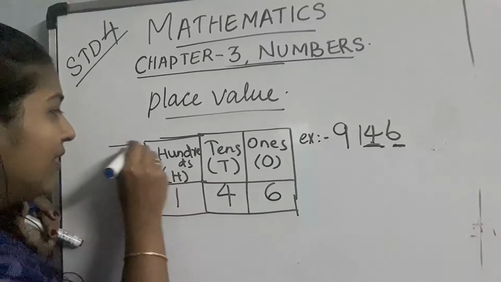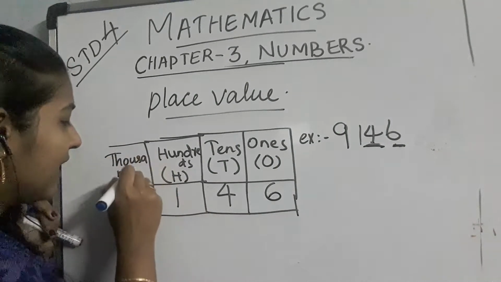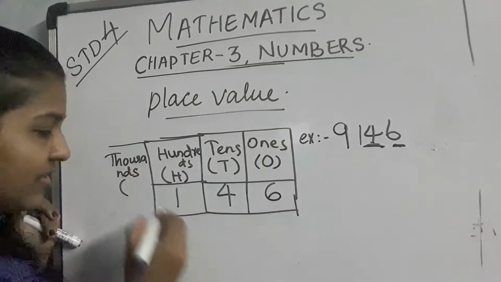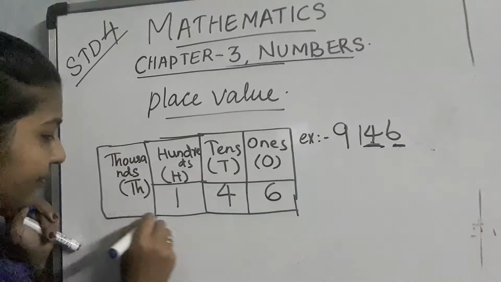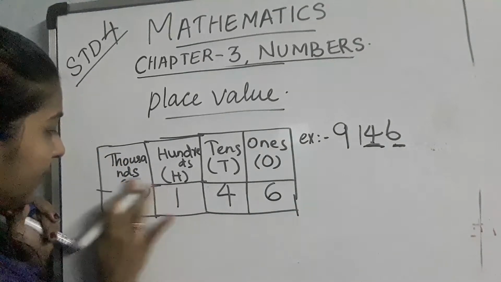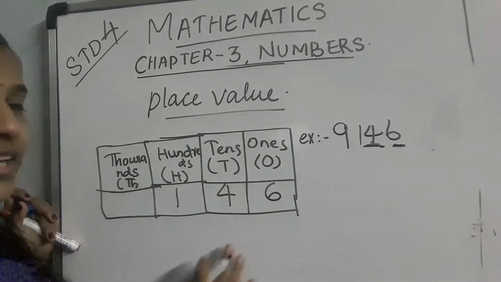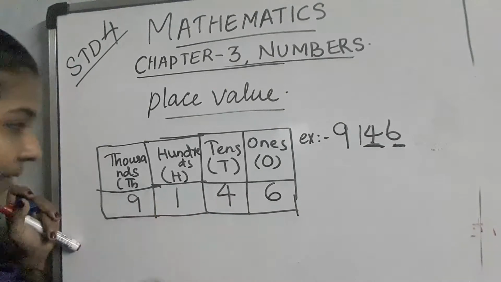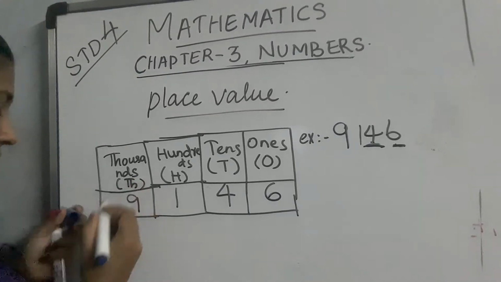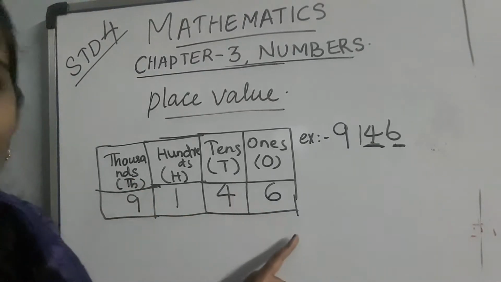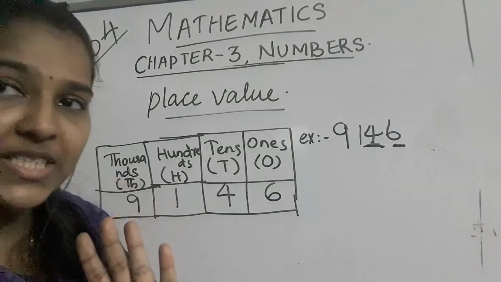So you can draw a thousands place here. Thousands. To denote thousands, you can write capital T and small letter H. Now we can arrange the number 9 here. So now this number is 9146. This is the place value chart for a 4-digit number.